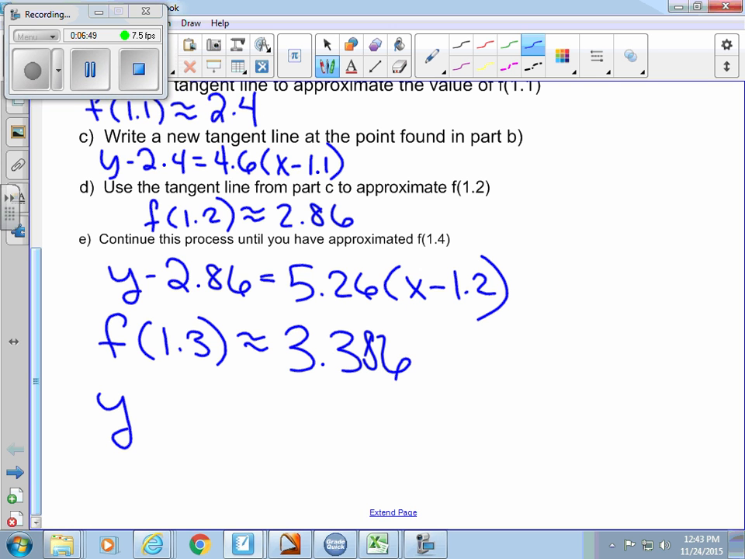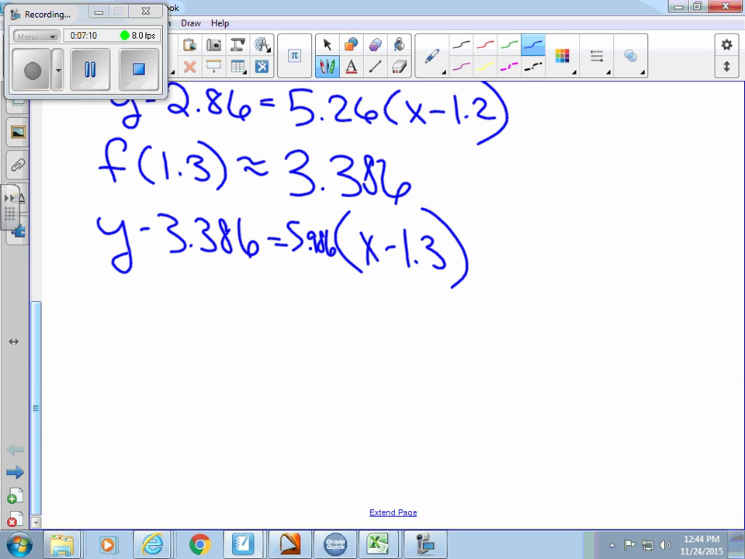So now I can do y minus 3.386 equals m. What is m? Something with a calculator. 5.986. So then I can do what I was trying to do the whole time. Find out 1.4, plus 0.5986. 3.985.